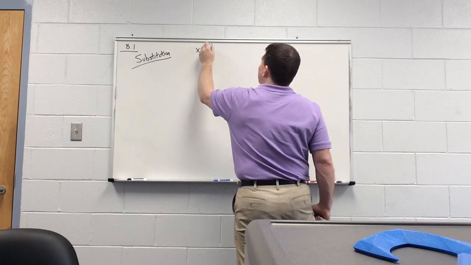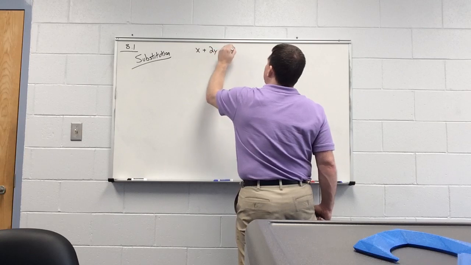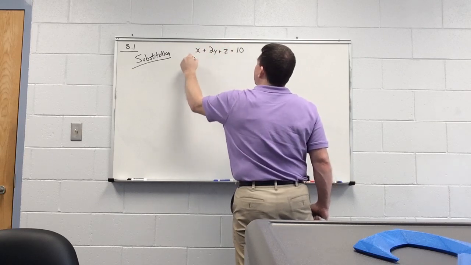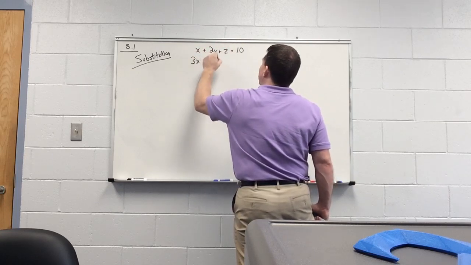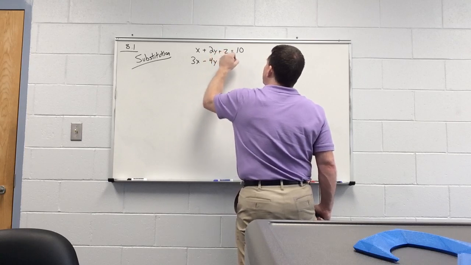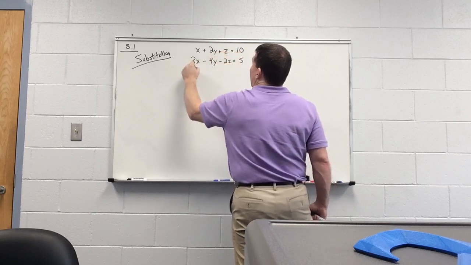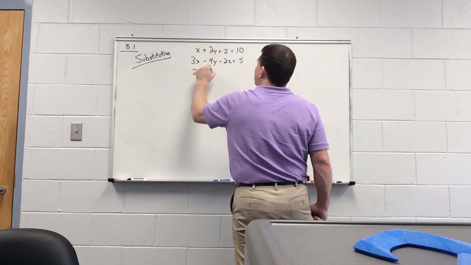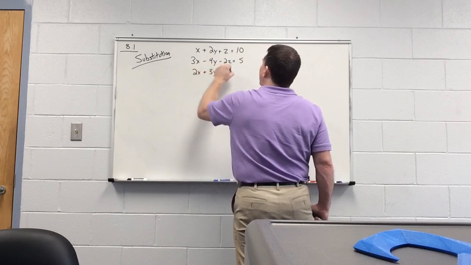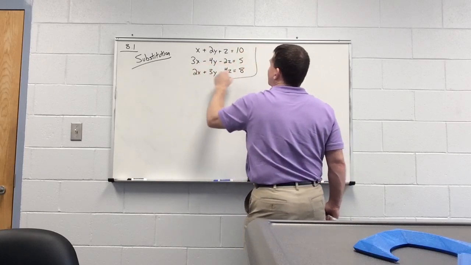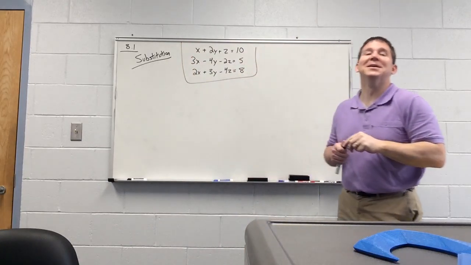So suppose we have x plus 2y plus z equals 10, 3x minus 4y minus 2z equals 5, and 2x plus 3y minus 4z equals 8. And hopefully this will have a solution.